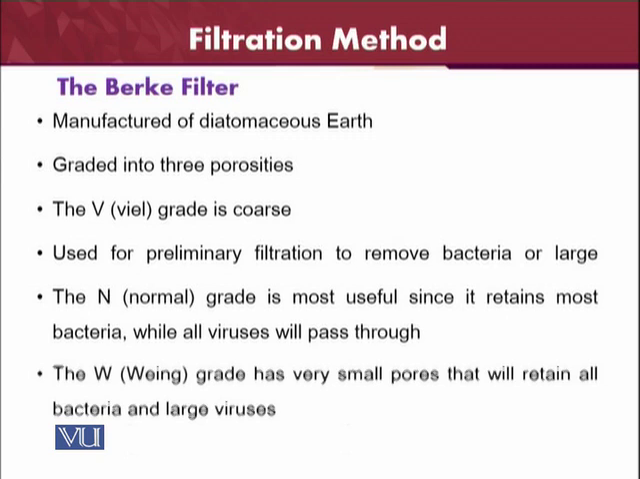So this is very important: if we need to use it for some specific kind of very small virus, like the picornavirus, we can use the last porosity. However, the normal one is very important, and it is used most commonly because it retains all the bacteria. It has pores able to retain bacteria while viruses just pass through. So it comes in 3 different porosities: V, normal and W.